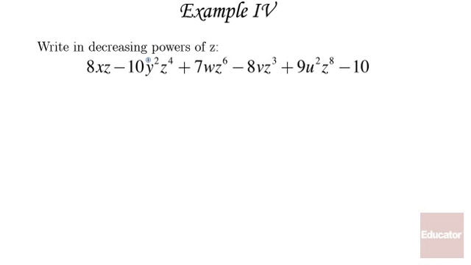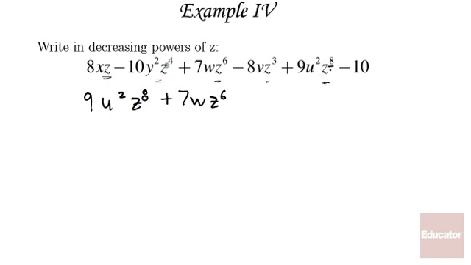Now I'm going to write this in decreasing powers of z. So I'm focusing only on the z's when I figure out which order to put these different monomials in to write out the polynomial. So decreasing powers of z means I'm going to start out with the monomial with the largest exponent of z. Looking through, z to the 8th is the largest, so I'm going to put 9u squared z to the 8th first. Then I see that the next one would be z to the 6th, 7w z to the 6th.